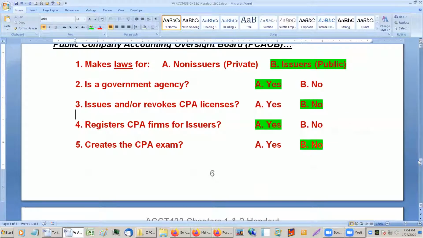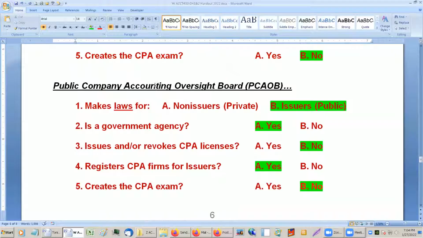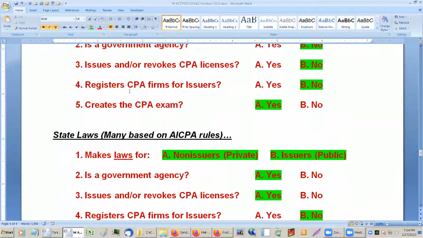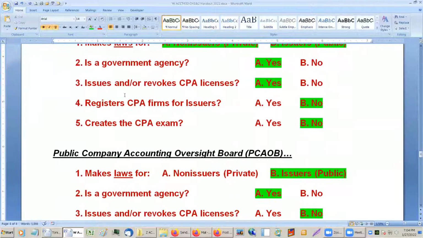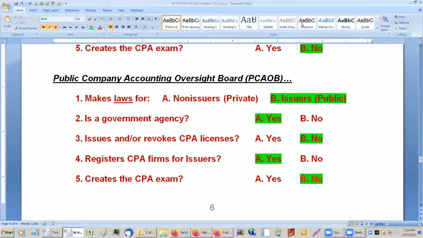Now, there is something about the PCAOB that makes the AICPA a little bit more significant. And this goes for both the accounting rules and the auditing rules. The PCAOB requires registered CPA firms to be members of the AICPA. So think about it for a minute. If you're required to be a member and that membership has rules, you're pretty much required to follow the rules of the AICPA if you're auditing publicly traded companies.